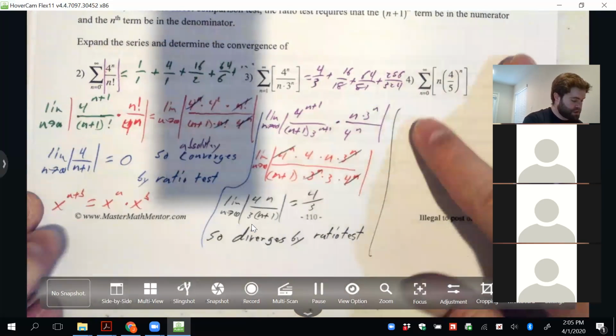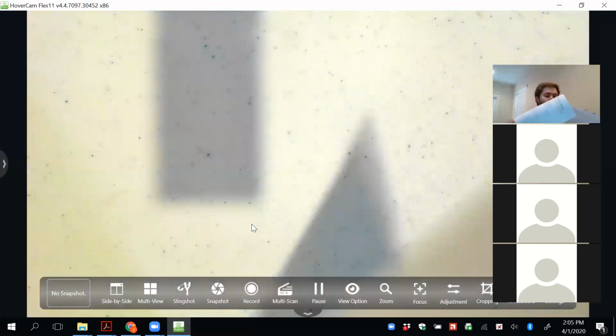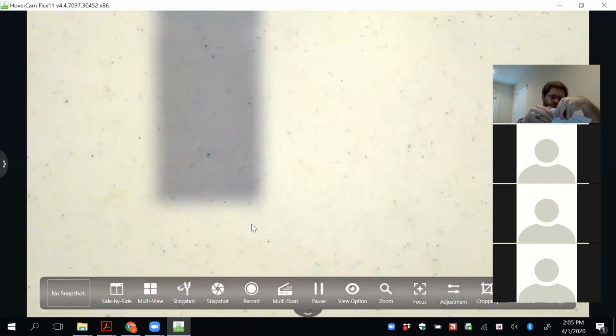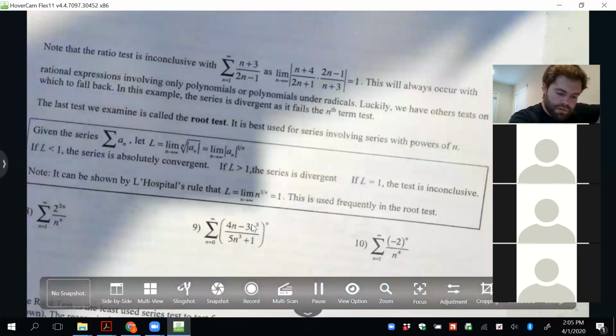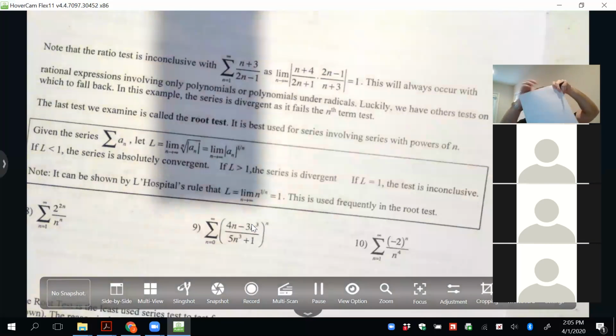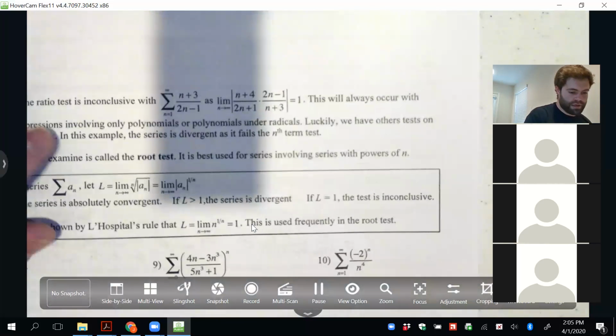Okay, I want to show one more problem. I'm going to flip to the next page, just to number 7, because the answer is awesome.